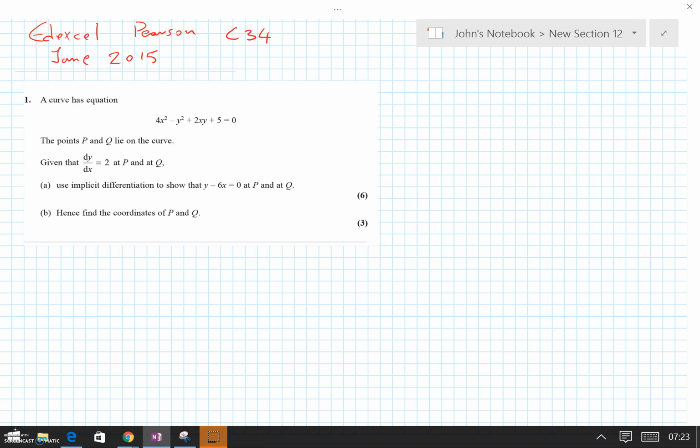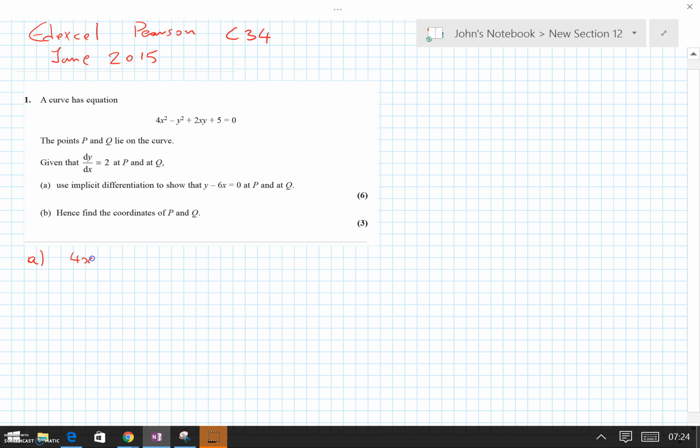So the first question of the Pearson C34 paper, pretty standard as it should be as a first question. We see a lot of this type of thing in C4 papers. We've seen a lot of this in the past, so let's just get on with it. We're doing implicit differentiation.